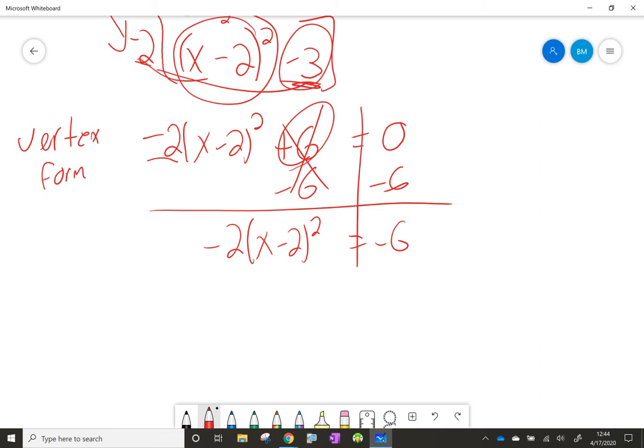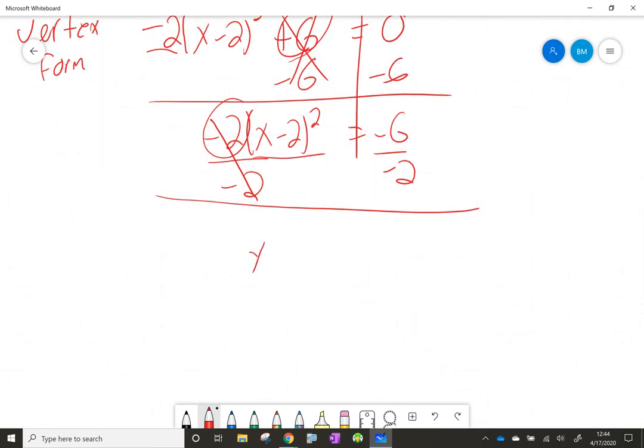Then we're going to get rid of the negative 2 that's on the outside. Since negative 2 is multiplied with x minus 2 squared, we're going to divide by negative 2 in order to cancel it out. So we're going to divide both sides by negative 2. That's going to leave us with x minus 2 squared equal to a positive 3.